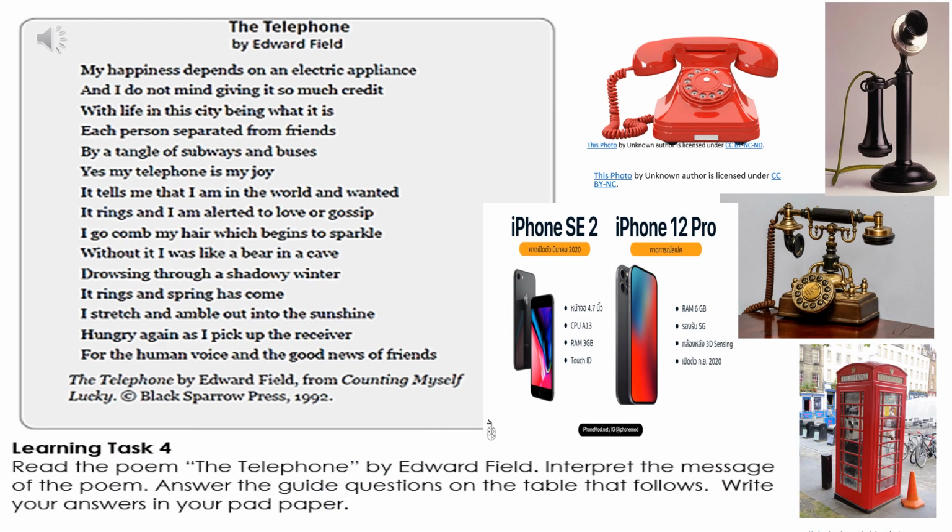Let's have learning task 4. Read the poem The Telephone by Edward Field. Interpret the message of the poem. Answer the guide questions on the table that follows. So write your answers in your pad paper. Before we read the poem The Telephone by Edward Field, let's check on the image. So what are those? The images show the evolution of telephones.